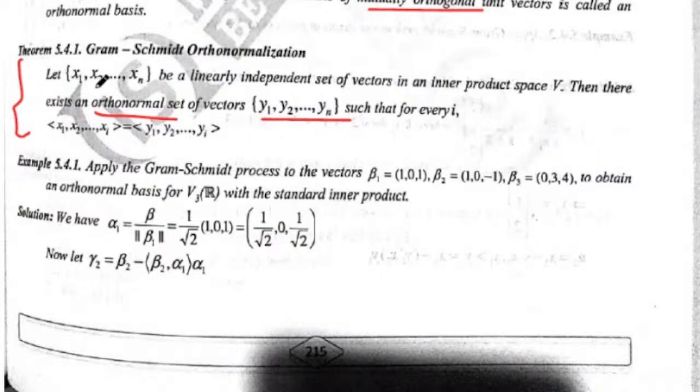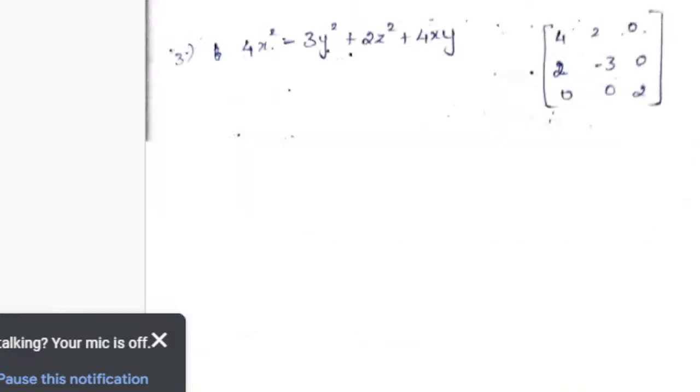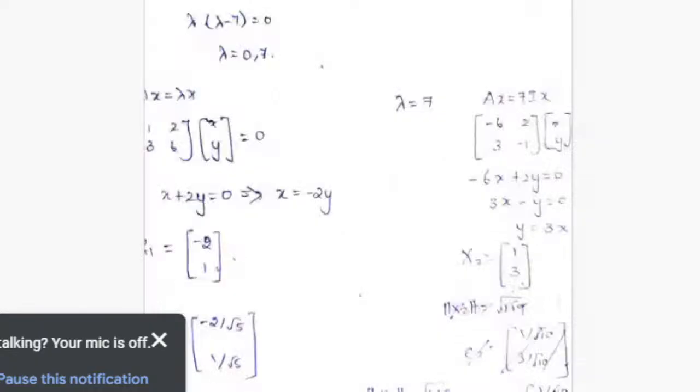Then the Gram-Schmidt orthonormalization is nothing but this: if this is a linearly independent set of vectors, then there exists an orthonormal set of vectors whose spans will always be equal, that is, the span of x1, x2, up to xi is equal to the span of y1, y2, up to yi, for every i. Here, let us take the example. First, I will tell the example in this case.